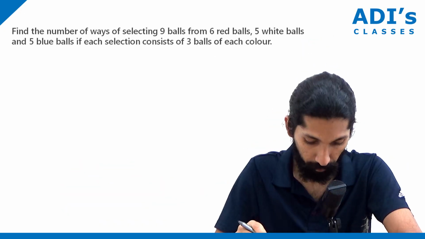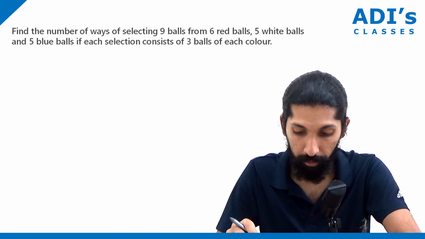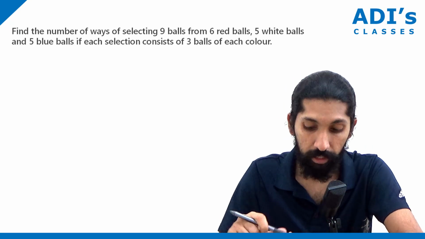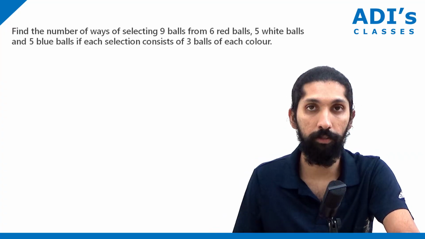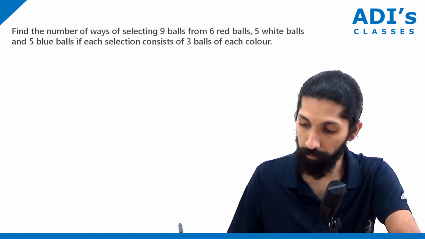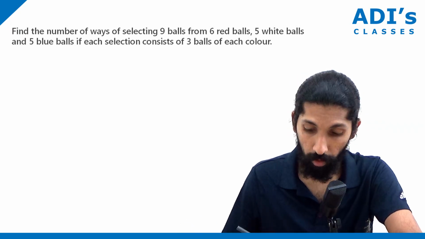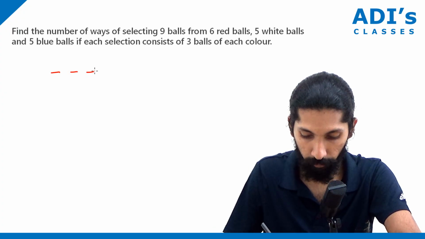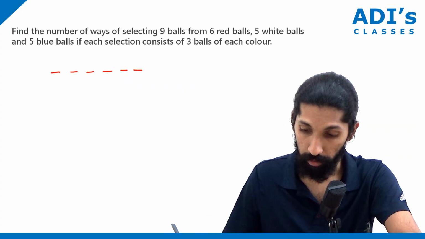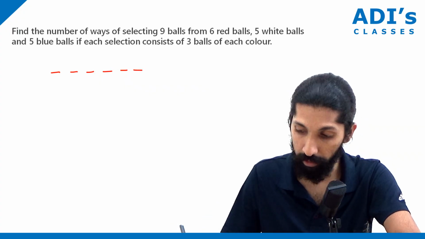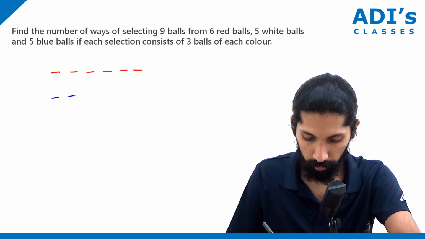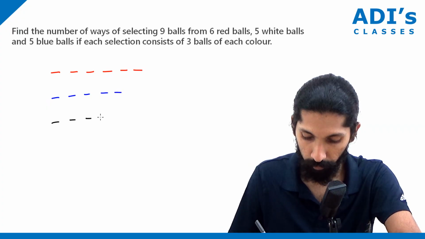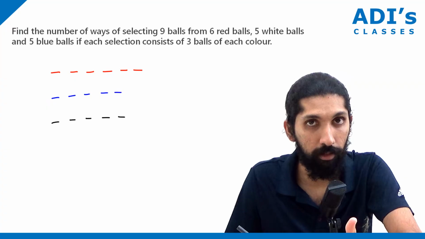See the second one. Find the number of ways of selecting 9 balls from 6 red, 5 white and 5 blue balls if each selection consists of 3 balls of each color. So we'll look into the 3 cases. First, we have 6 red balls, so we have 1, 2, 3, 4, 5, 6. Then we have 5 white balls and 5 blue balls.